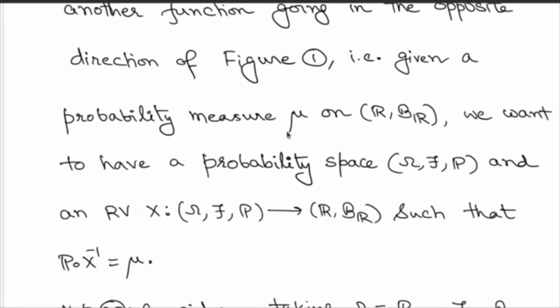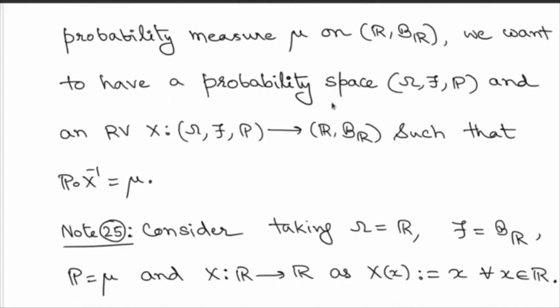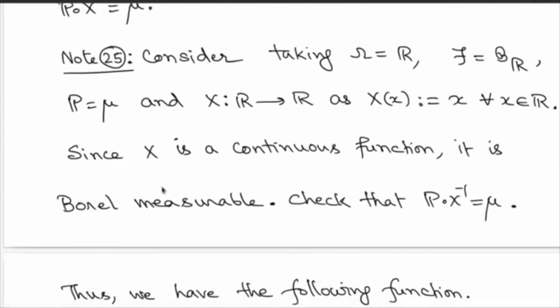Okay, so given a specified probability measure mu, we would like to construct the domain side, meaning we would like to construct the probability space and the random variable x such that the law is exactly the given probability measure mu. Okay, great. So how do you do this? The construction is pretty simple. This is just an explicit construction of such a probability space and a random variable.